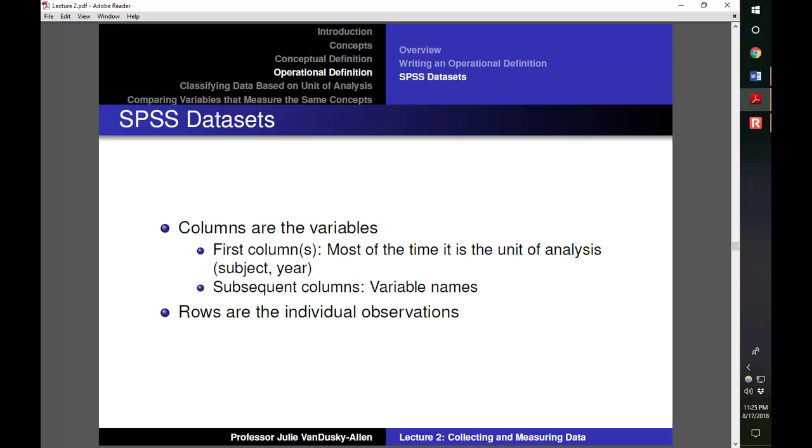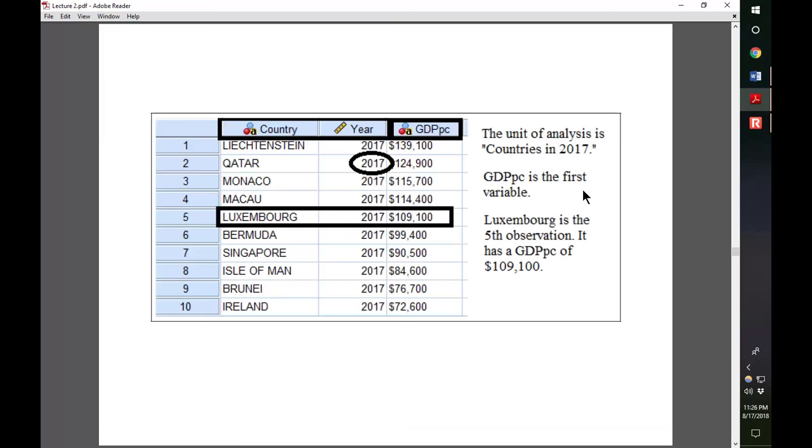After we develop our operational definition, we can then enter the data into a statistical software program. In this class, we will be using a program called SPSS to analyze our data. In SPSS, in the Data View tab, you can enter in the data for your data set. The first thing you should know is that the column headings should identify the variable names. Typically, the first couple of variables in your dataset should identify your dataset's unit of analysis.